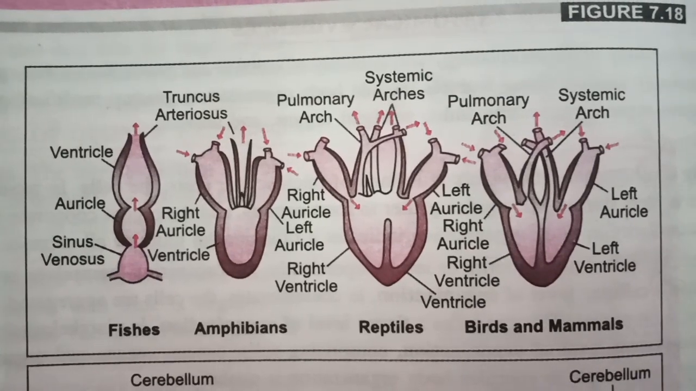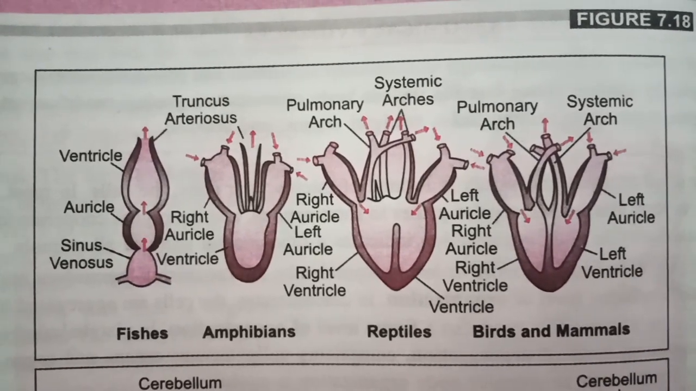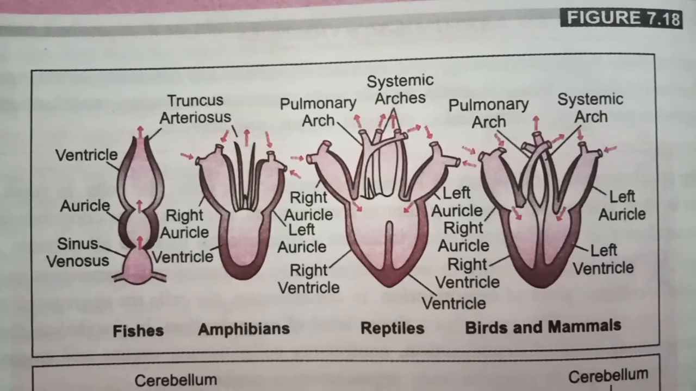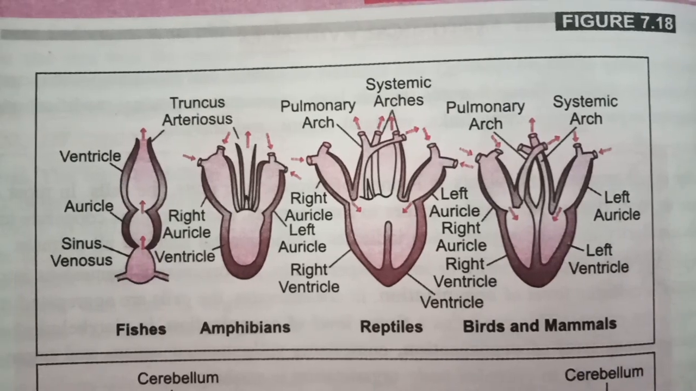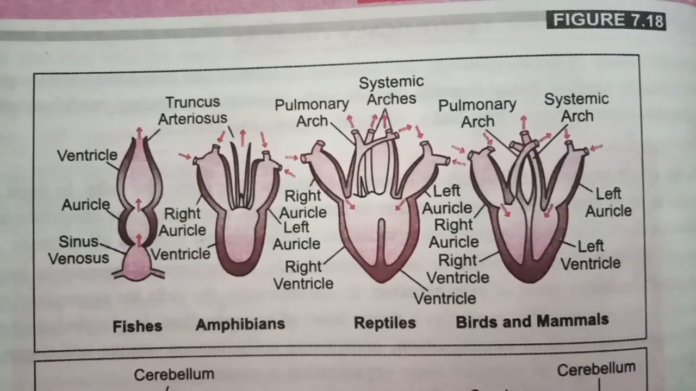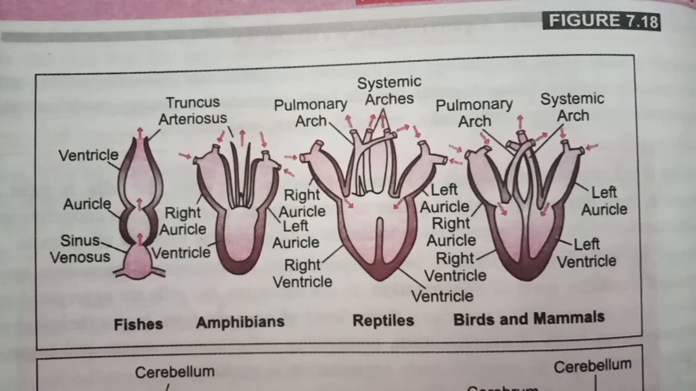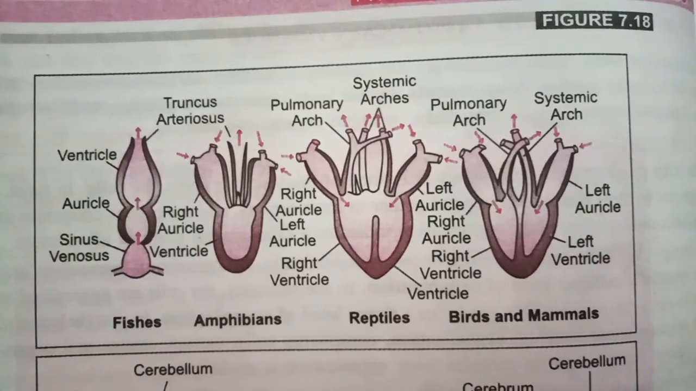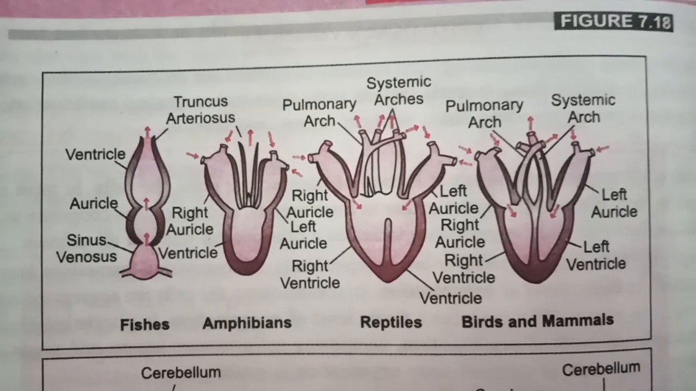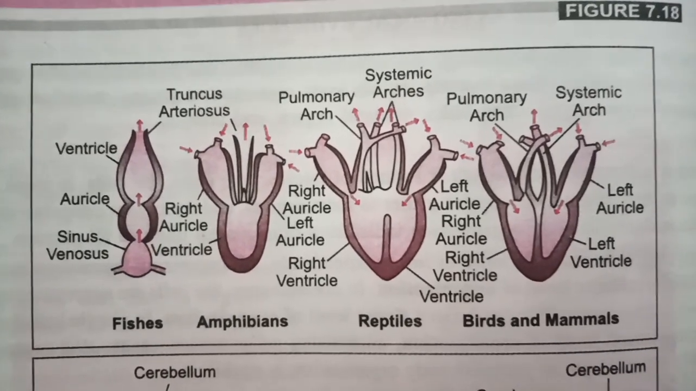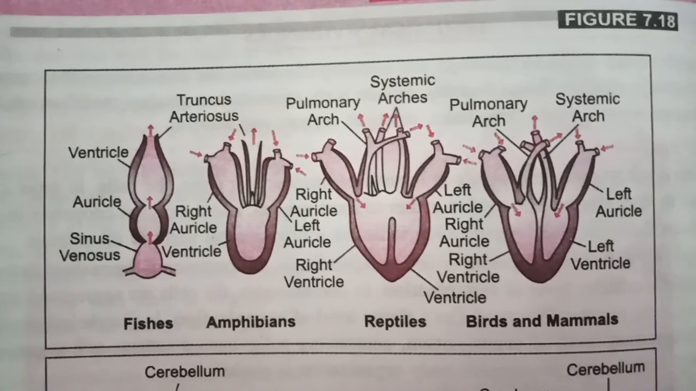Like you can see here that in fishes only one auricle and one ventricle is present. In amphibians and reptiles, two auricles and one ventricle are present. And in birds and mammals, a four-chambered heart is present, meaning two auricles and two ventricles. Because of this, fish follow single circulation.